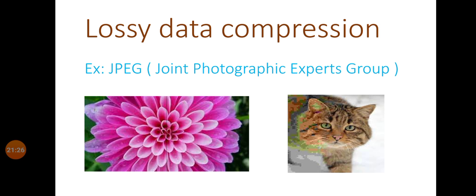In JPEG, compared to GIF, images are of more quality, they are much better. Clear? But we cannot see the exact outline of the image. We cannot see the normal shape. We can see approximately that this flower may be like this, this cat may be like this, but there is no exact information about the image.